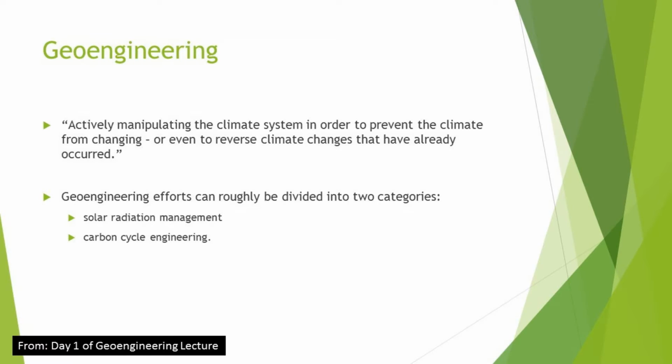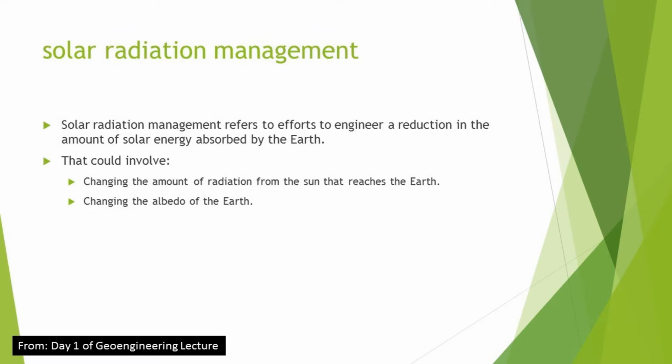Make sure you know a good definition of geoengineering and how geoengineering efforts can basically be sorted into solar radiation management schemes or carbon cycle engineering schemes. Make sure you know a good definition of solar radiation management and how that means we're either going to reduce the amount of solar radiation that gets to the Earth by, like, building a shade or something, or we're going to change the albedo of the Earth so that we don't absorb so much of it.